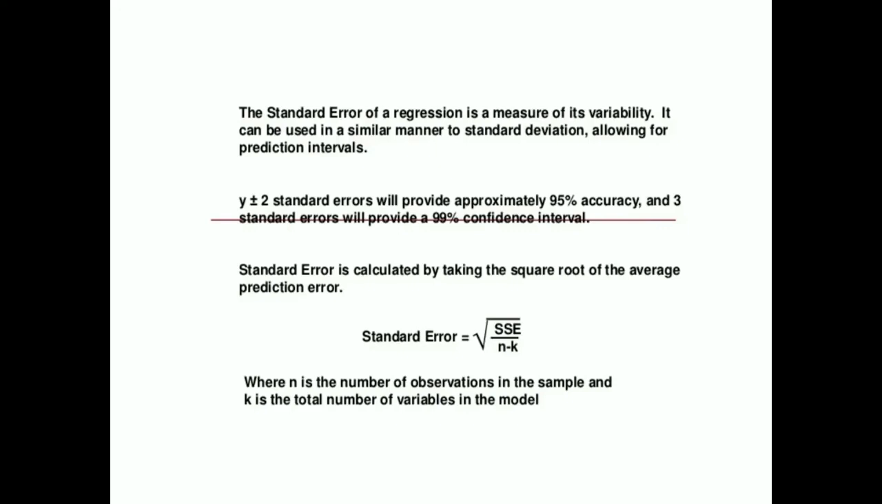So standard error is calculated by taking the square root of the average prediction error. So standard error is equal to the square root of the sum of squared errors divided by n minus k. Here n is the total number of observations in the data set, and k is the total number of variables in the model, which here is 2. The k will change according to the data set.